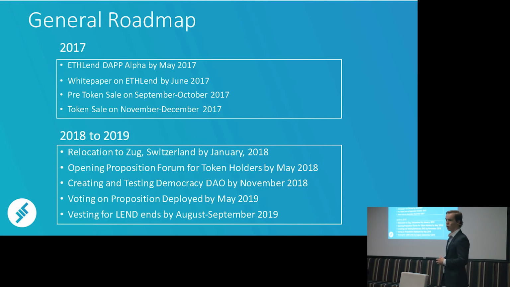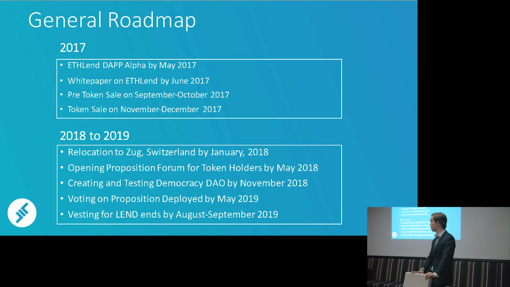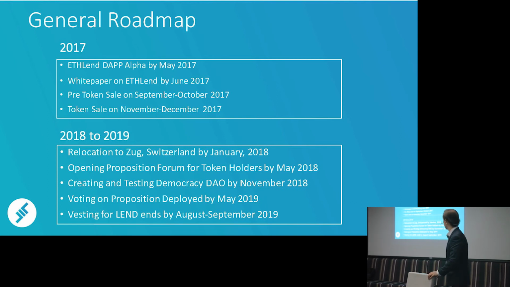And next year, once we finish the token sale, we will have already relocated to Zug, Switzerland, a place called Crypto Valley, which is supposed to become a crypto-friendly environment in Europe. We see a lot of potential there. So what we will be doing is creating a foundation, the ETHLend Foundation, in Zug. That will be done by the end of this year, beginning of next year.